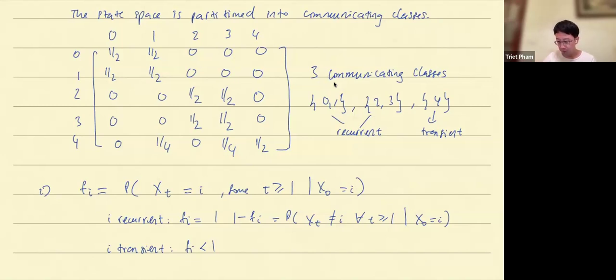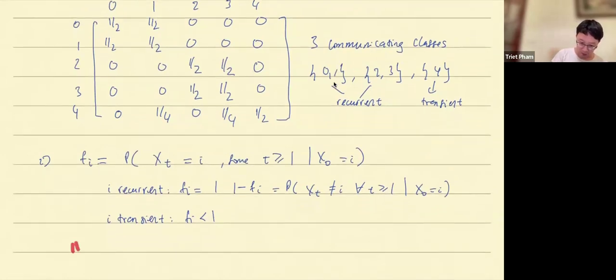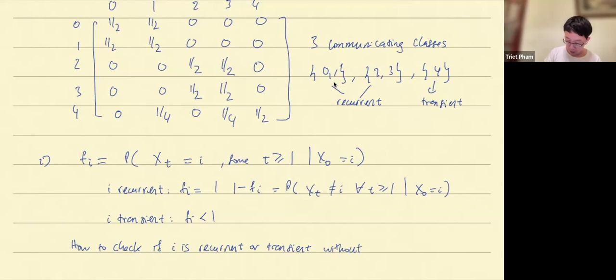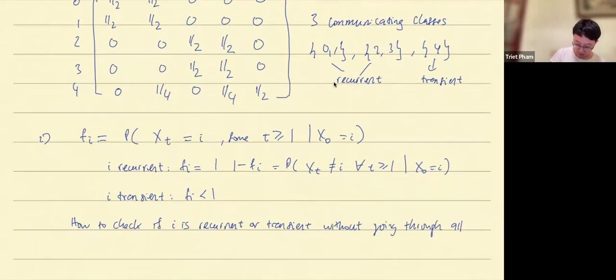So let's see here. Let's write down how to check if i is recurrent or transient, without, let's say, going through all the paths starting from i.